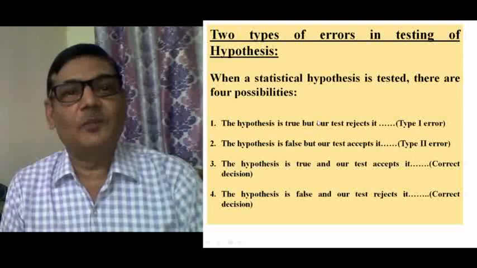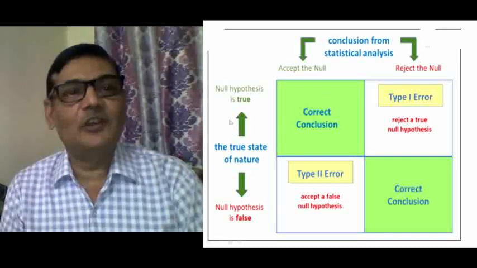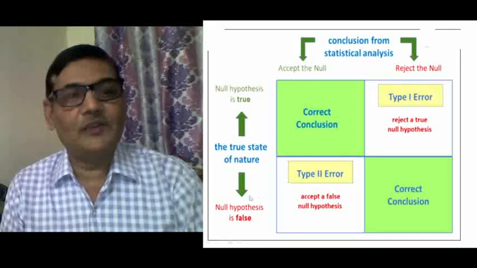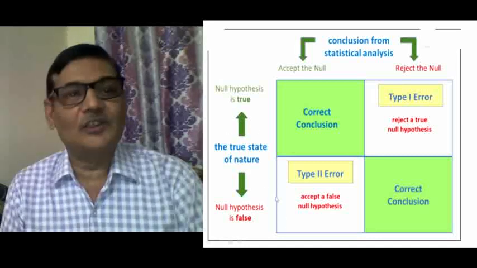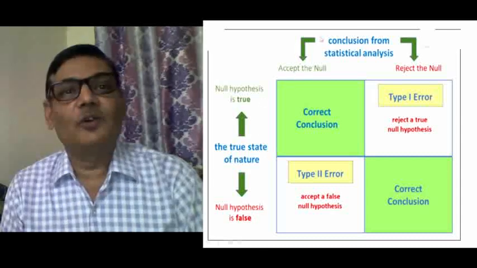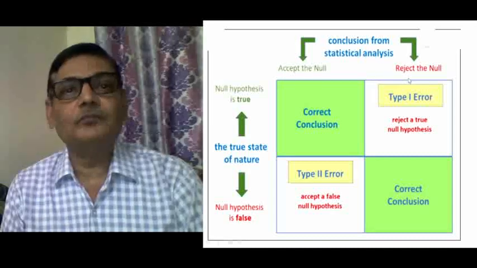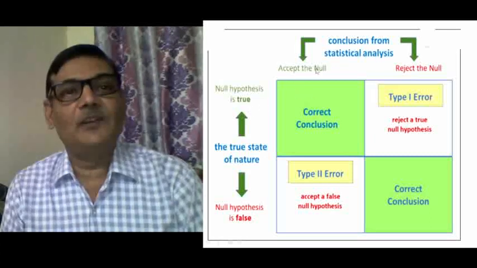These four possibilities can be seen with the help of this table. Exactly the same thing is mentioned here: you have decided a null hypothesis and another one is the alternate hypothesis. So the null hypothesis is true and the null hypothesis is false, shown here on the left side. And on the upper side, your data shows either acceptance or rejection of the hypothesis. If the null hypothesis is true and your data also shows the same thing, then it is a correct decision.